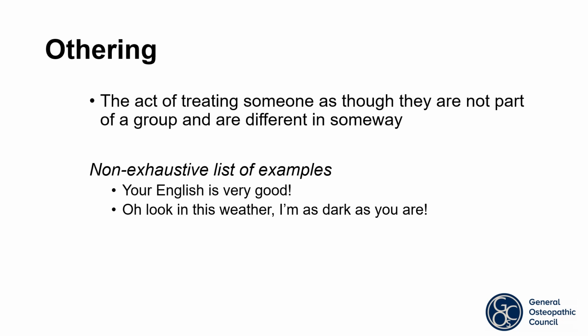Othering is the act of treating someone as though they are not part of a group and they are different in some way. And if you remember, during the focus group with the students from underrepresented groups, that was a term that they preferred to discrimination. So some examples might be, wow, your English is very good. Or, oh, look at this weather, I'm as dark as you are. And it's just demonstrating inherently that they are not like us.